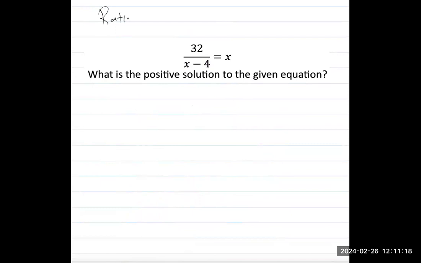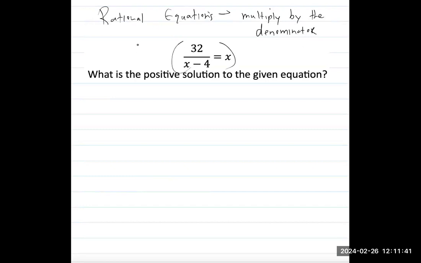Here we have a rational equation. Rational equations have polynomial denominators. And for these, you want to multiply by the one or more denominators. Here, there's just one denominator we're going to want to multiply by, and that's the x minus 4. So we'll multiply the left and the right by x minus 4.